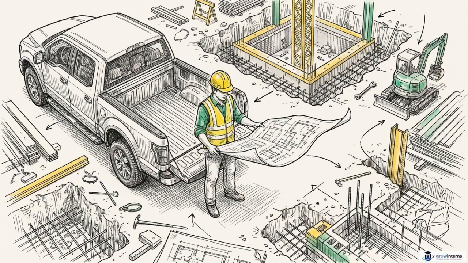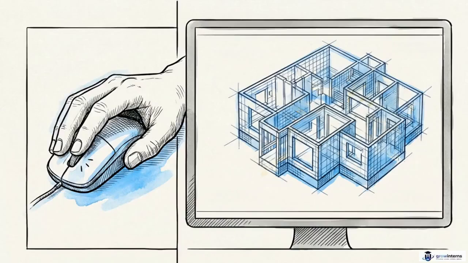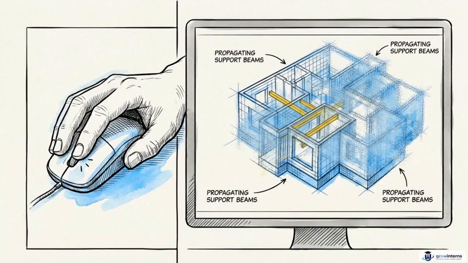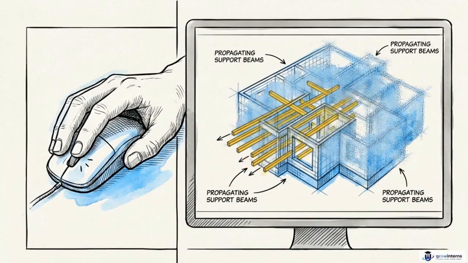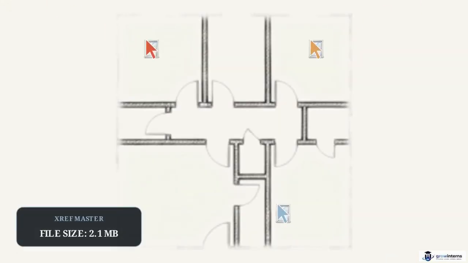Once a project leaves your desk, it requires collaboration. That's where external references, or XREFs, come in. This system allows a team of specialists to link their individual drawn files into a single master project. If a structural engineer updates their framing plan, those exact changes instantly populate on the lead architect's screen. The files stay light, and everyone works off the exact same data in real time.